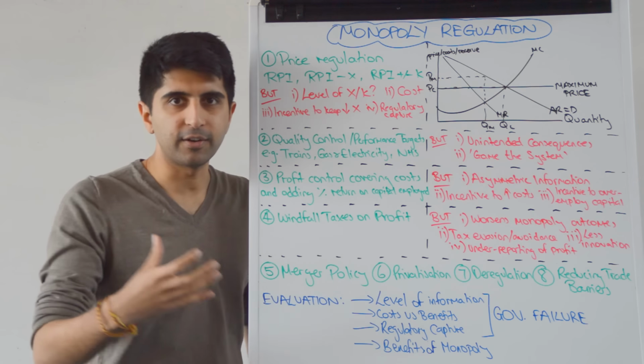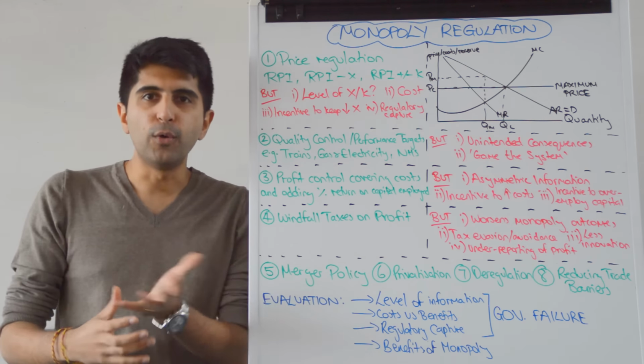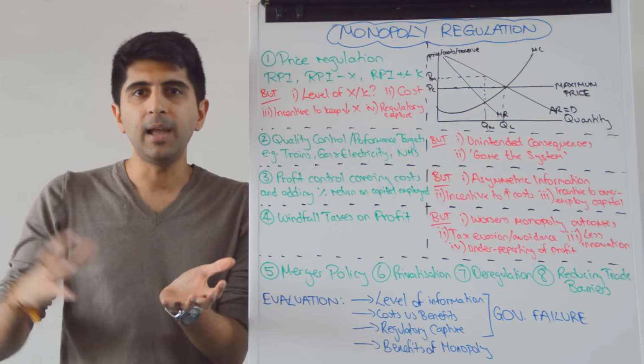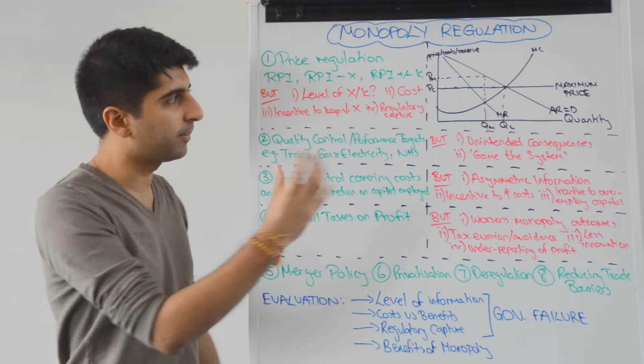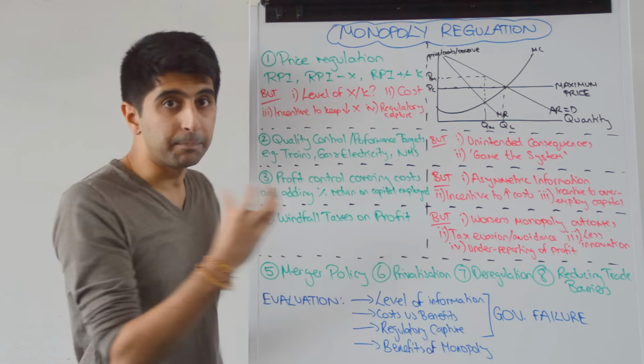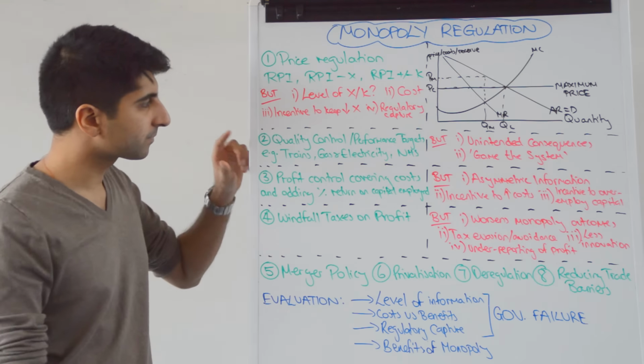That is known as regulatory capture, where basically the owners and the managers, those who work in the industry, become good friends with the regulators and stop regulation being strict enough to promote competitive outcomes. This is a big source of government failure.